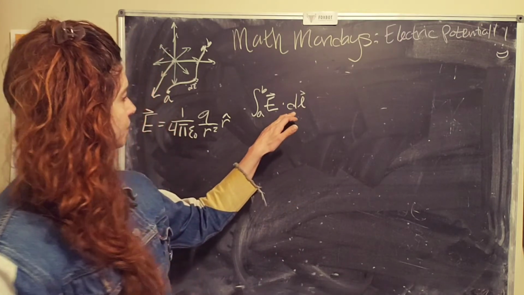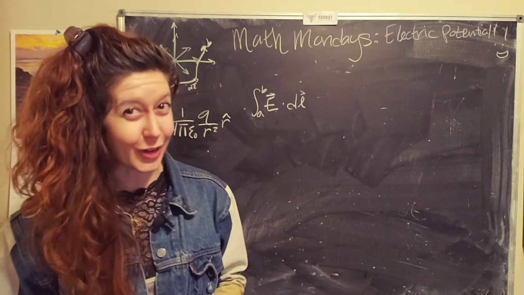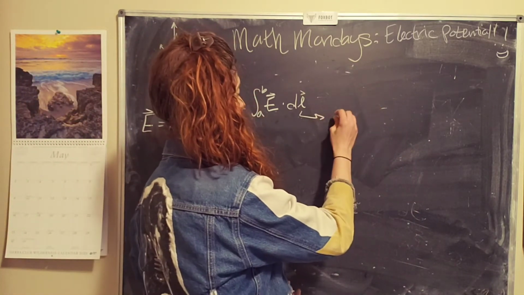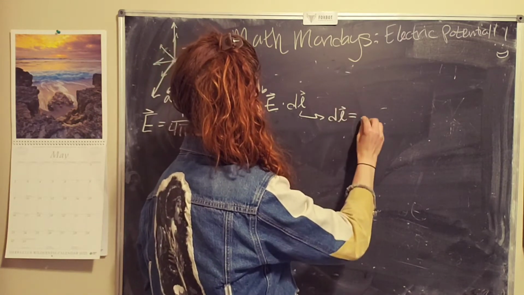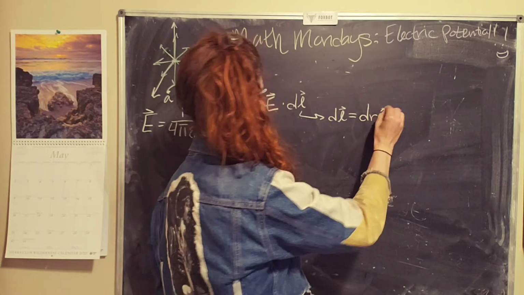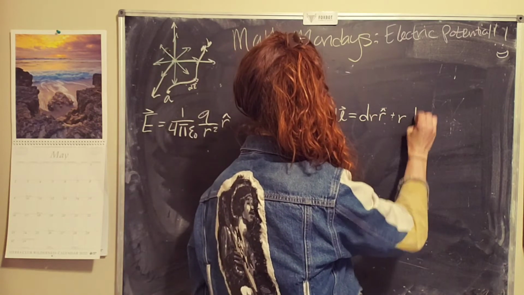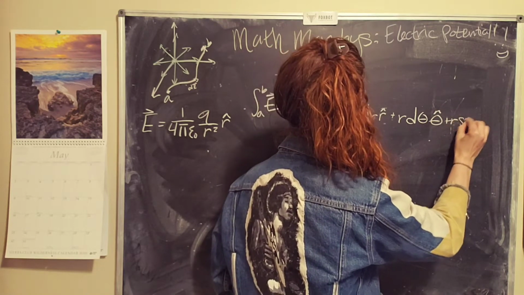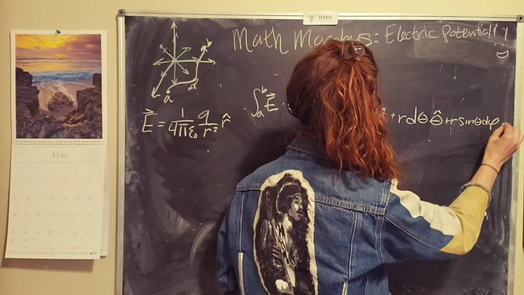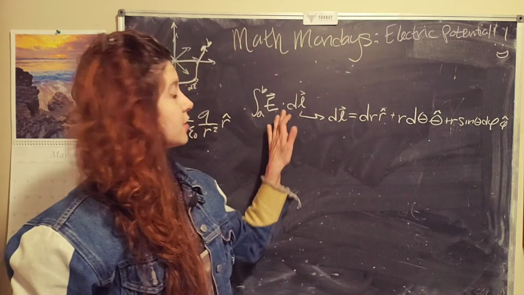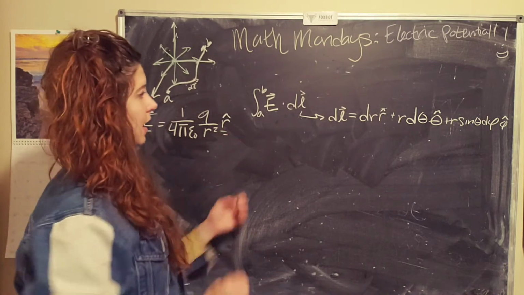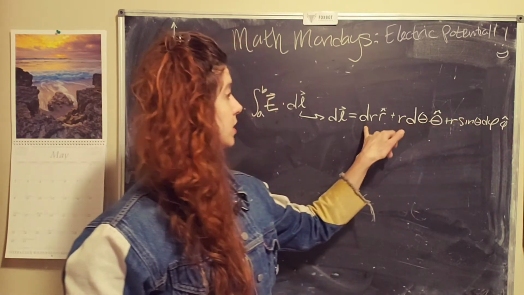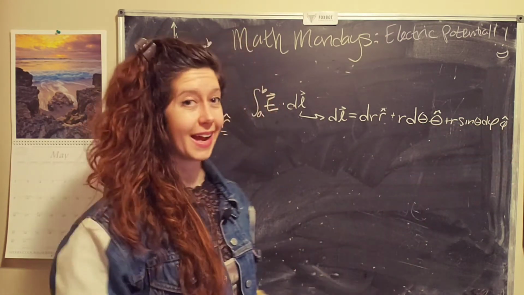So what we want to do is use spherical coordinates because this will be way easier. Okay, so dl in spherical coordinates is dr in the r hat direction, plus r d theta in the theta hat direction, plus r sine theta d phi in the phi hat direction. And so in this dot product, we have an r hat dot dr r hat, an r hat dot theta hat, and an r hat dot phi hat.